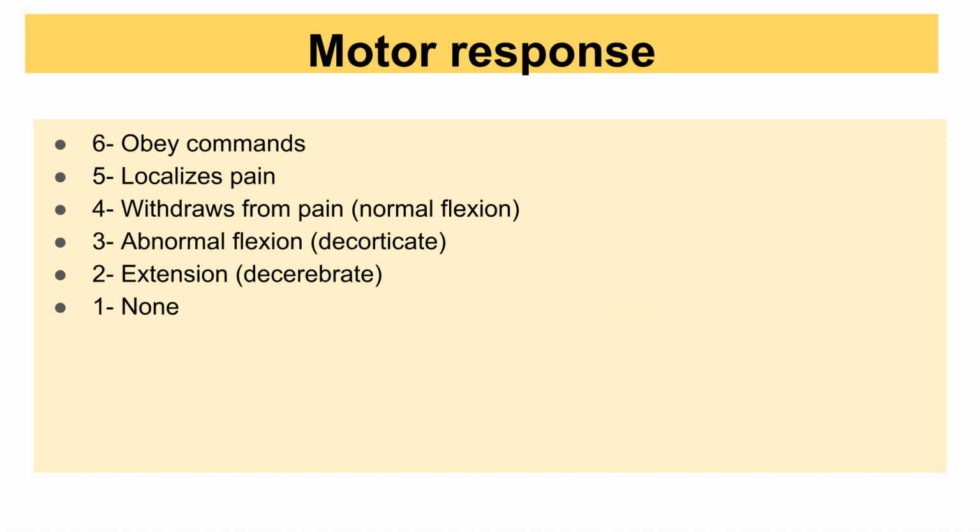Motor response is scored from 1 to 6. 6 is obeying commands, 5 is localizing pain, 4 is withdrawing from pain, 3 is abnormal flexion, 2 is extension, and 1 is no response.